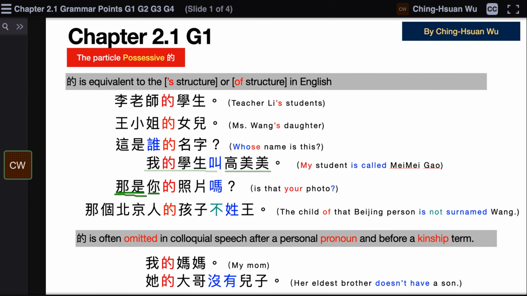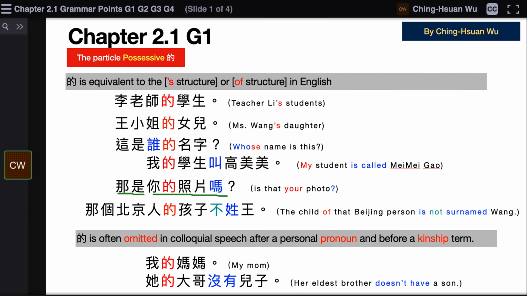Next, 那是你的照片吗? That is your photo? At the end of the sentence, when you add a 吗, it turns the statement into a question, a yes or no question. Is that your photo?